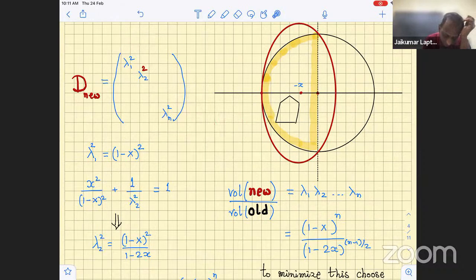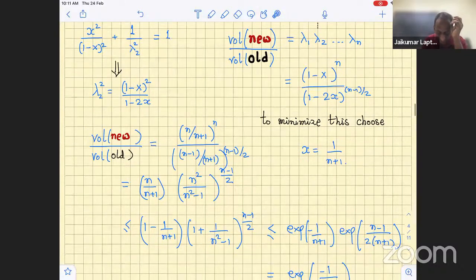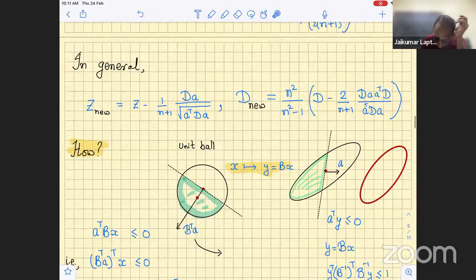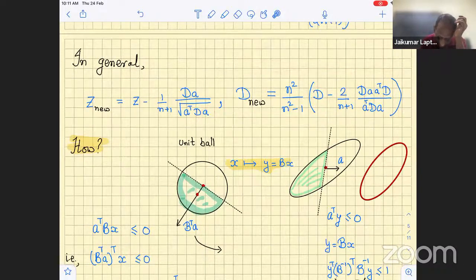The new D was this matrix, and its values we completely determined. One of them was 1 over n plus 1, and the others we knew what it was. So in a general case, when we have been given an arbitrary D and an arbitrary hyperplane, then you can write down explicitly what the center of the new ellipse will be and what the new matrix of this new ellipse will be. Okay, so let's start.